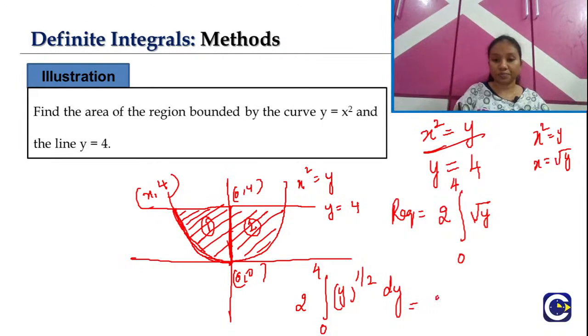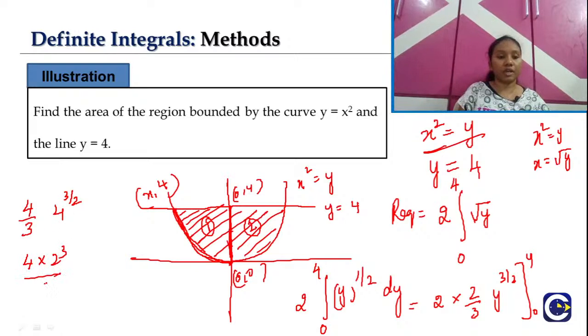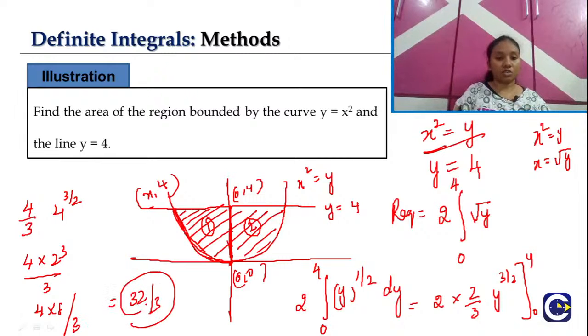The integration here will be 2 times 2 by 3 y power 3 by 2, from 0 to 4. Right, so we have to substitute. Here it will be 4 by 3 into 4 power 3 by 2. No need to substitute the 0, it will become 0. 4 can be written as 2 square, where the 2 will get cancelled. That means 4 into 2 cube by 3, that is 4 into 8 by 3, that is 32 by 3. So the required area, the area bounded by this region, is 32 by 3 square units.